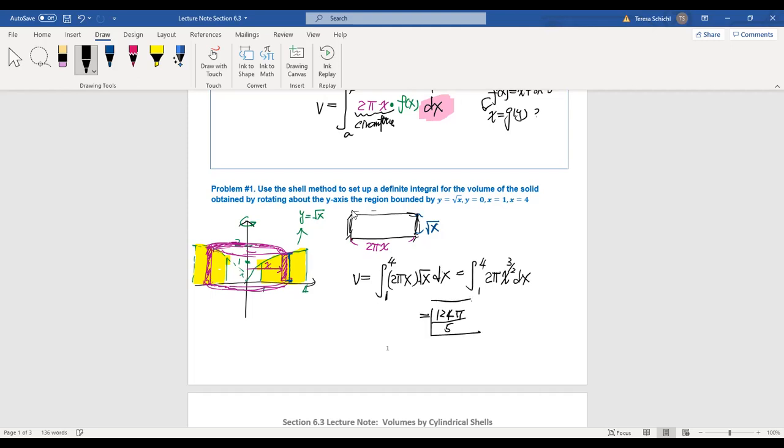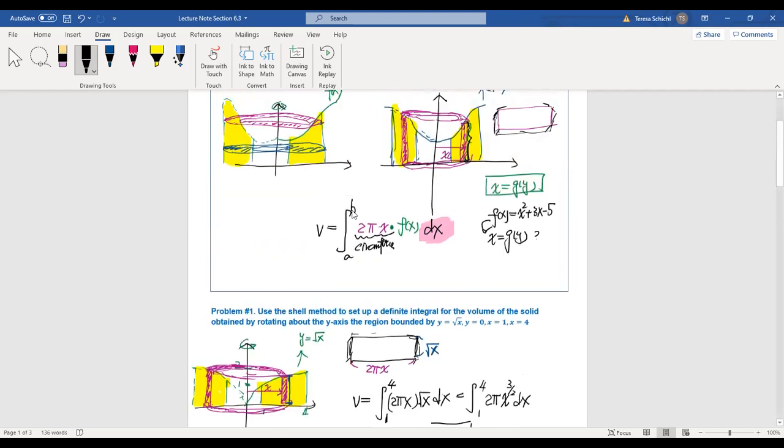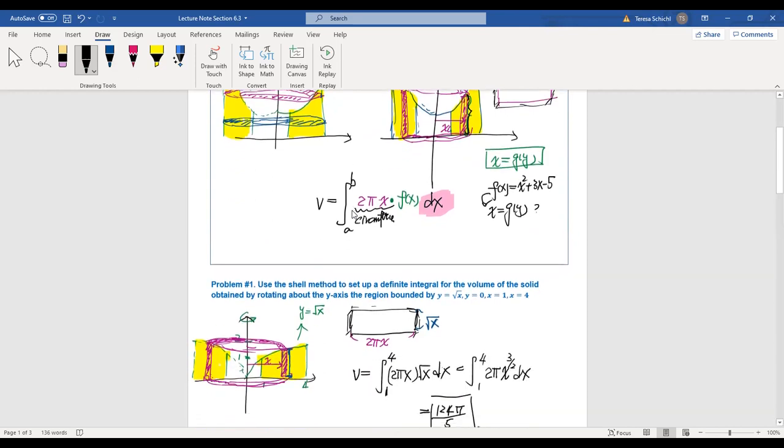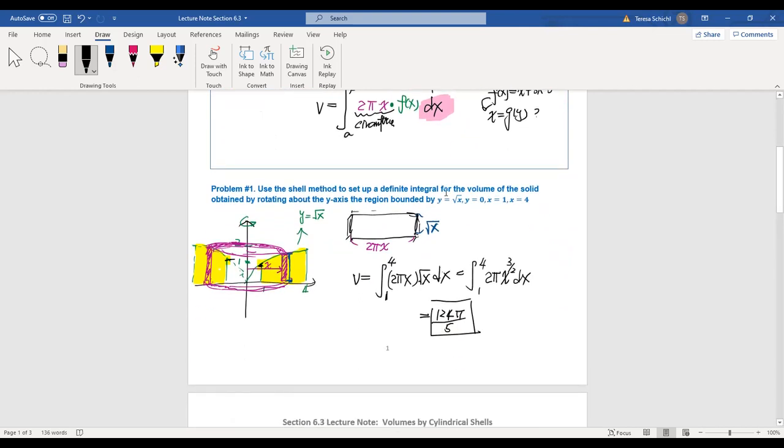Of course, if you want to use the washer method, you definitely can. It will give the same answer, but it will be way more complicated, because you need to do the washer method twice: one above and one below these points here. That's why you need to do it twice, and the shell method for this problem is a lot easier.